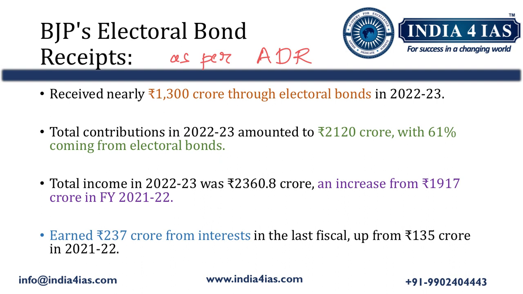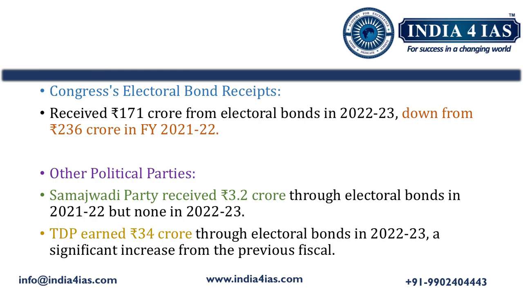As per ADR, that is Association for Democratic Reforms, BJP received 1,300 crore in the year 2022-23 via electoral bonds, and Congress received 171 crore via electoral bonds for the year 22-23, and other parties like Samajwadi Party received 3.2 crore and TDP received 34 crore via electoral bonds for the year 22-23. Analysis of this data shows that a disproportionate amount of money went to a single political party via electoral bonds. This is one of the reasons the scheme got criticism from political experts and opposition party leaders.